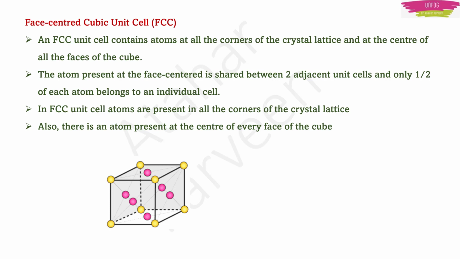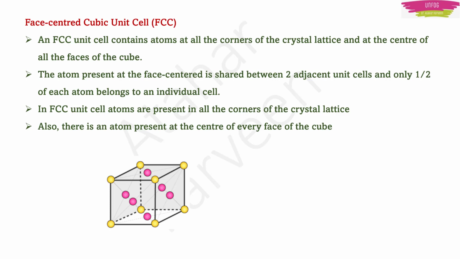Okay, now imagine that the atom which is present in the center of that face will be shared by the neighboring cell also, right? So how many cells will share that atom? Only 2 cells, right? Because it is on the face, it is not on the corner, it is on the face. Okay, so only 2 cubes together can stick together through one face. So the atom present at the face center is shared between 2 adjacent unit cells. Okay, so that's the reason why only half of each such atom will belong to the individual cell.